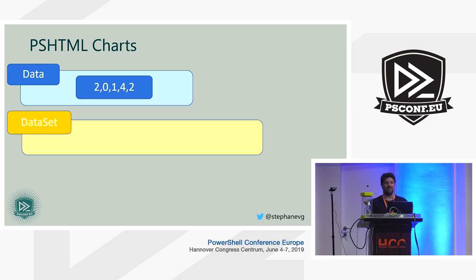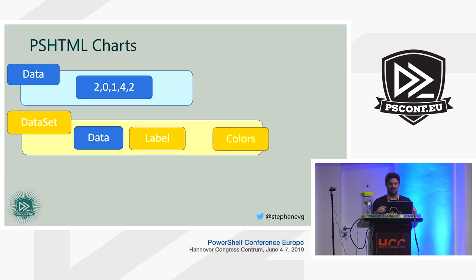Then you need to have a data set. To that data set, you need to pass in that array of data, and you can give it some options, like a label and a color. So for example, all open tickets from week 42, and then the color, for example, the color of that line, you want it to be blue, right?